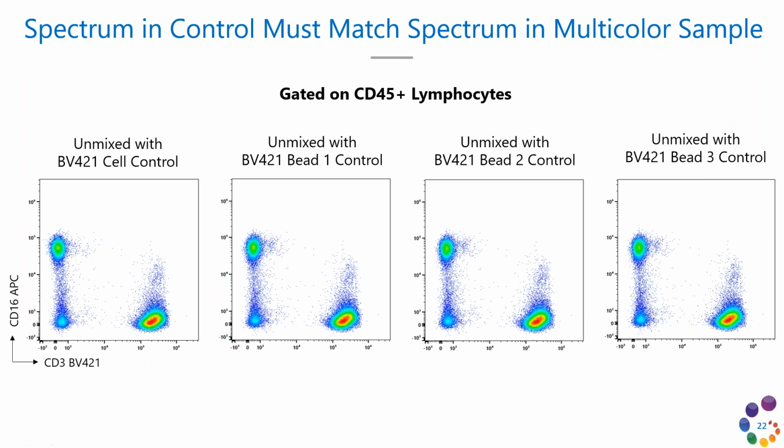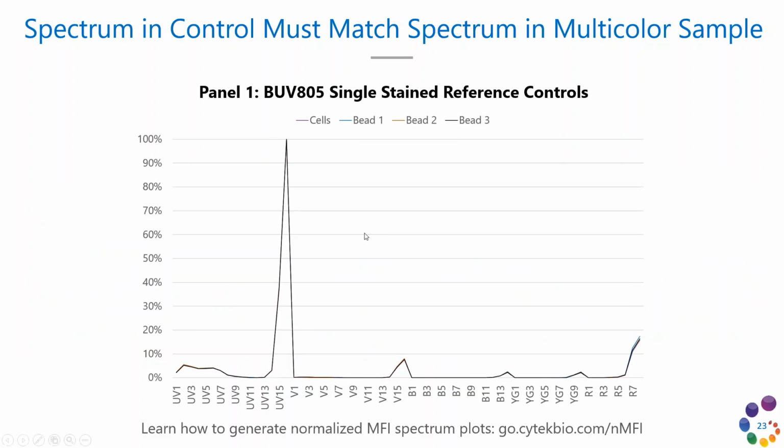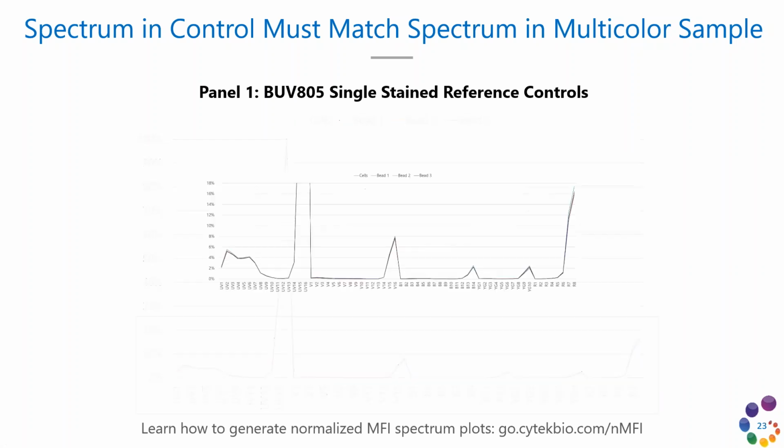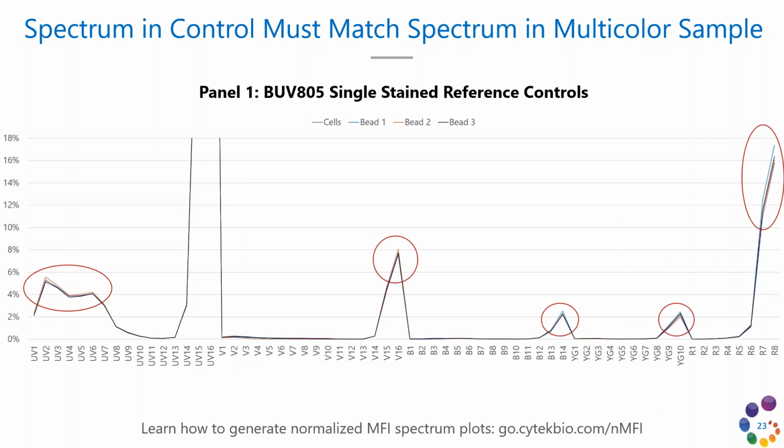It looks really great. Now, let's look at a different example for BUV805, where again we've created 4 single stained reference controls, one with the cells and one with each of our 3 different antibody capture beads. And you can see over here in the red, around R7, R8, there are some differences in the spectra over here. If I zoom in a little bit further, so I can see what's going on at these other smaller peaks in the spectra, there's actually quite a few differences in the spectra between these 4 different controls.